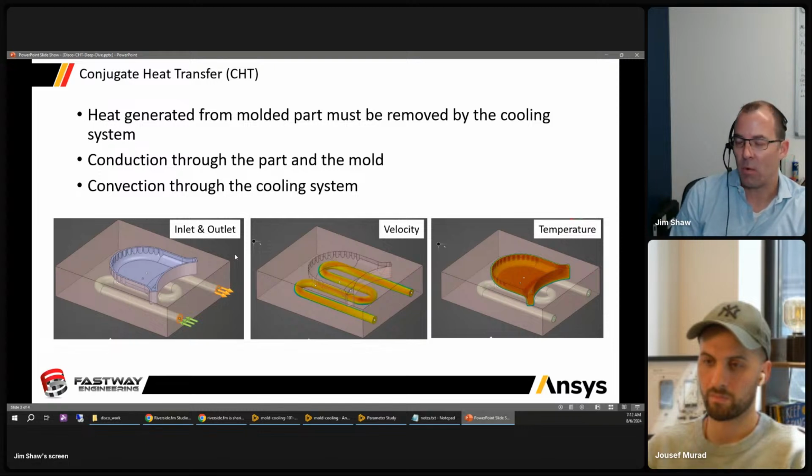But in some cases, if we've got a really particularly hot mold, or maybe not in molding, but if we've got some black bodies and some surfaces that are close together, we might see radiation. So I'm 2 for 3, if you will, on the conjugate heat transfer.